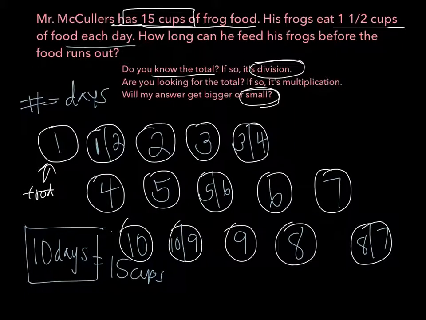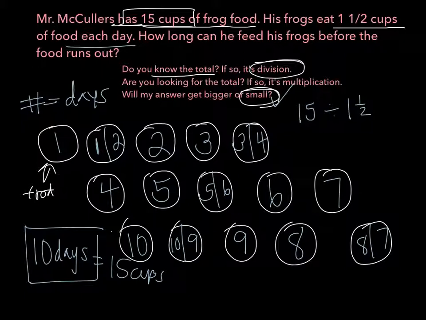And this is giving me a smaller answer. 10 is smaller than 15. And this is a division problem, and in division I know that order matters. So I'm going to ask what was being cut up here, 15 cups of food or 1.5 cups of food. And it was 15 cups of food, so 15 goes in front. 15 was cut up or divided by 1.5.